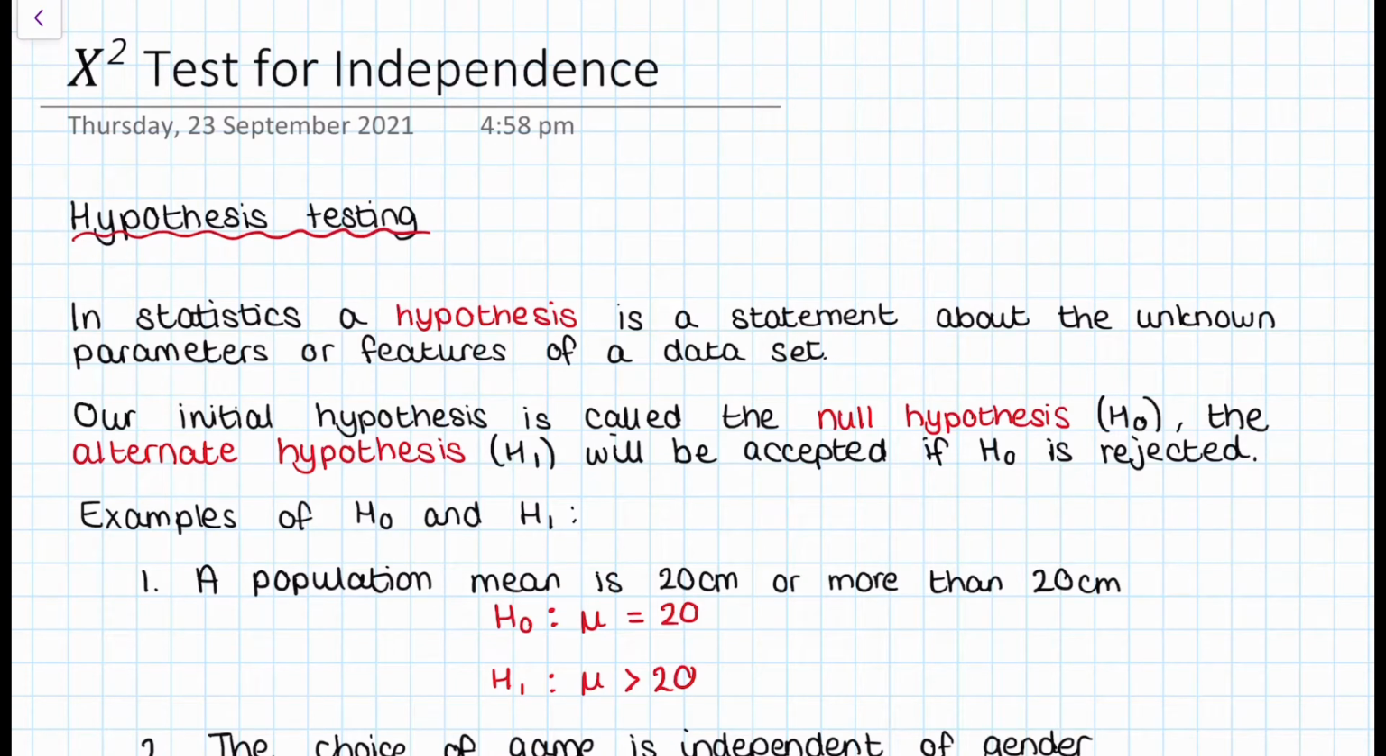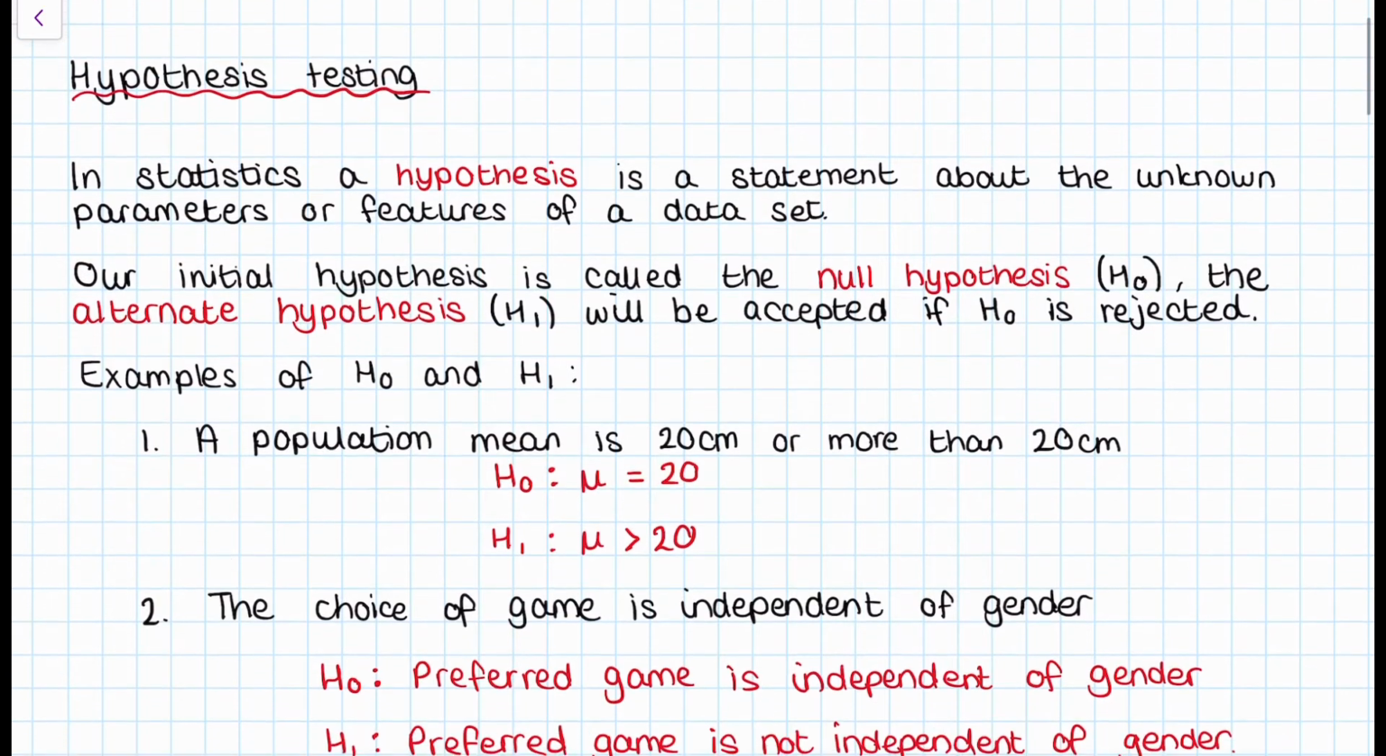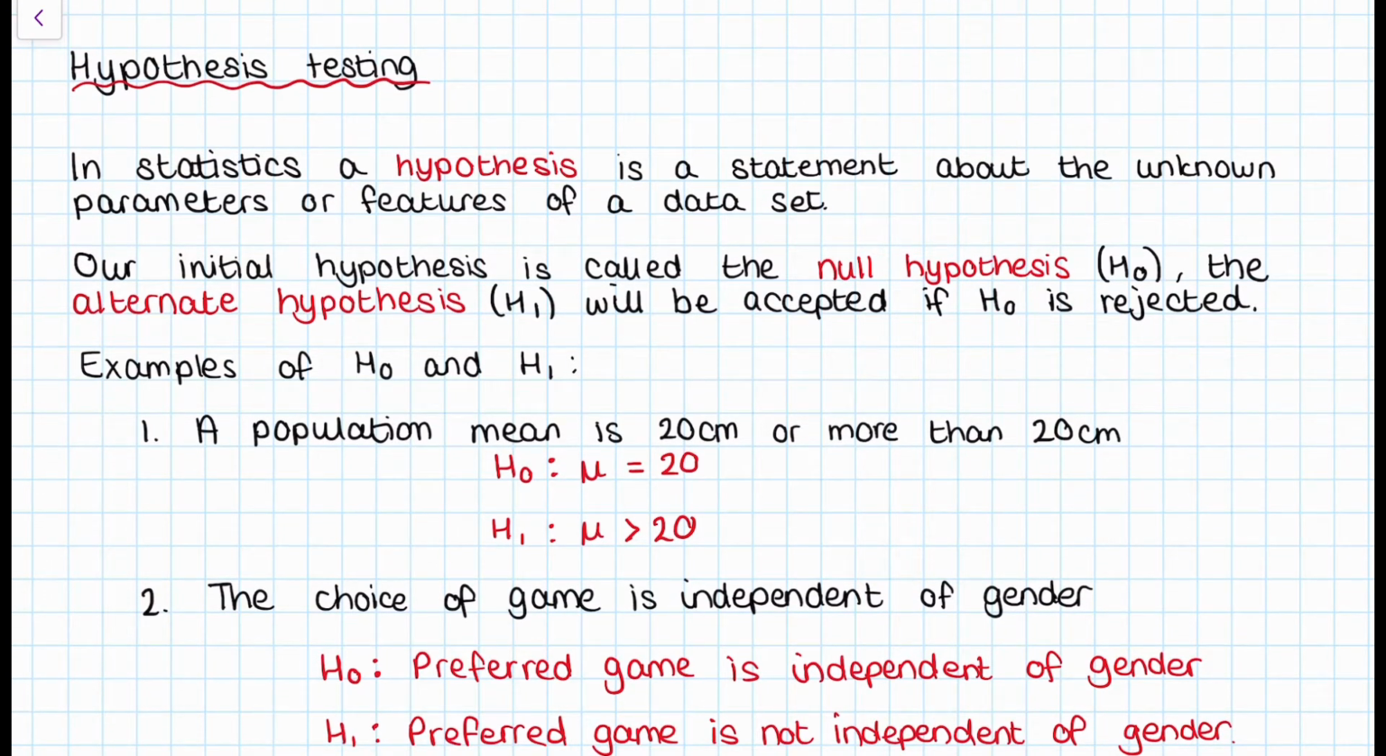This video is on the chi-squared test for independence. So first thing we're just going to quickly talk about is hypothesis testing. So in stats, a hypothesis is a statement about the unknown parameters or features of a dataset. Our initial hypothesis is called the null hypothesis, which we write H and a little o. The alternate hypothesis, H1, will be accepted if H0 is rejected.